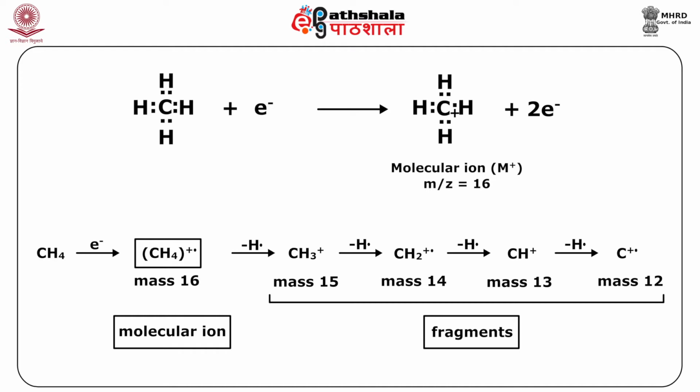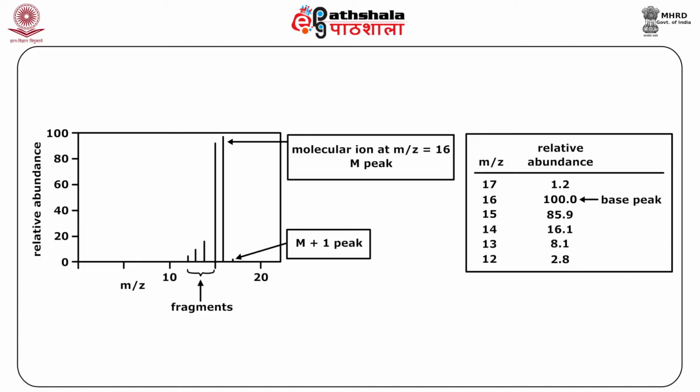Now, you can see after the beam of electrons is put on the methane, how the fragments are formed with the masses 15, 14, 13 and 12 respectively. And thus, you can clearly obtain a mass spectrum of methane where m/z is plotted on the x axis and the relative abundance of the various fragments obtained after the bombardment with electrons is plotted on the y axis.